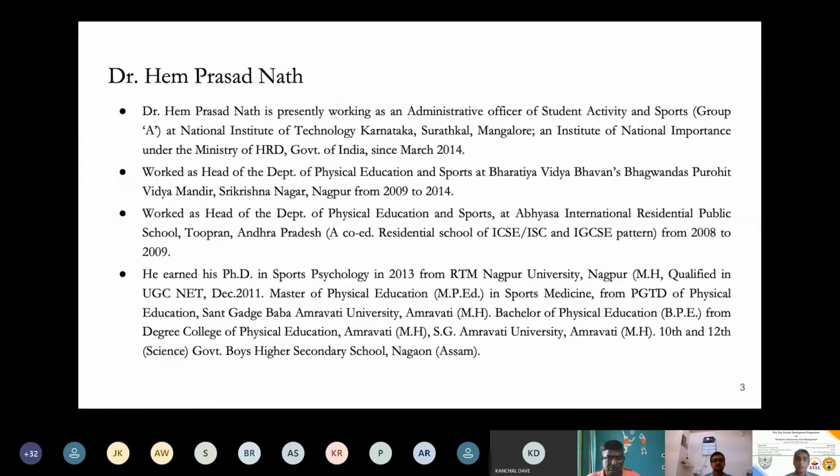He earned his PhD in sports psychology in 2013 from RTM Nagpur University, Nagpur. He qualified in the UGC NET in December 2011. He completed Master of Physical Education in Sports Medicine from the Department of Physical Education, Sant Gadge Baba Amravati University, Amravati. He obtained Bachelor of Physical Education from Degree College of Physical Education, Amravati. He completed 10th and 12th Science at Government Boys Higher Secondary School, Nagaon, Assam.